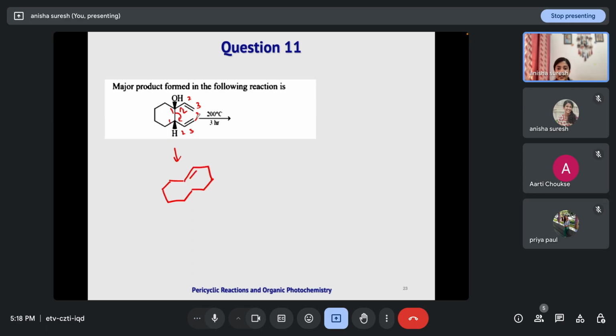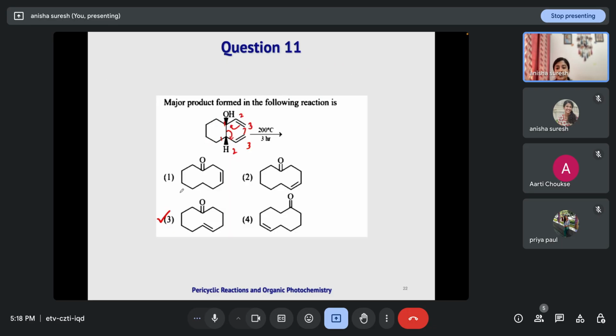The double bond will be shifting here. This new double bond will be forming here, and this OH will be here. And the stereochemistry of the hydrogen will not be important as now it is an alkene. Now this can undergo a tautomerism resulting in the formation of a ketone here, and the double bond will be here. So this is an example of oxy-Cope rearrangement. So option 3 will be the right answer.